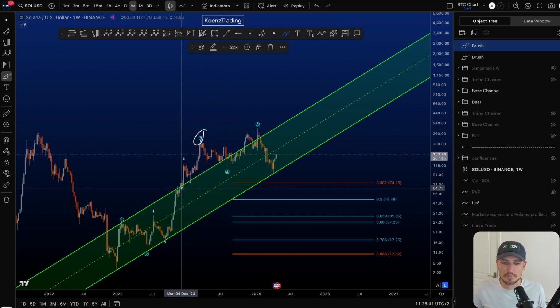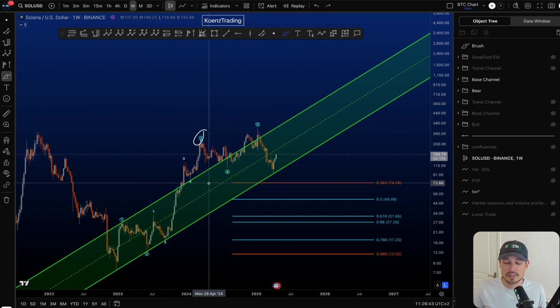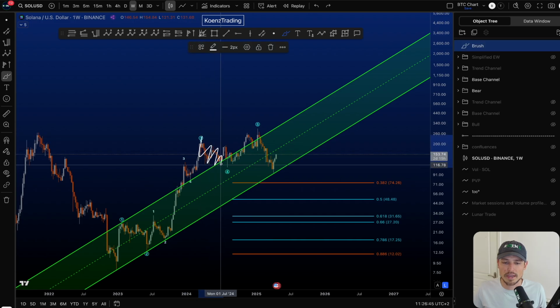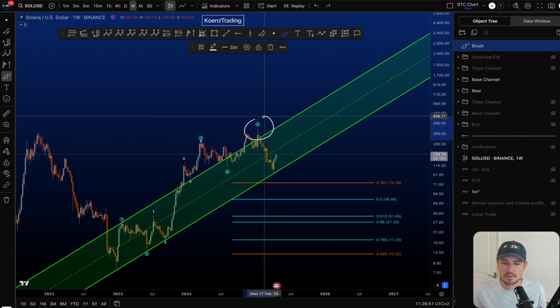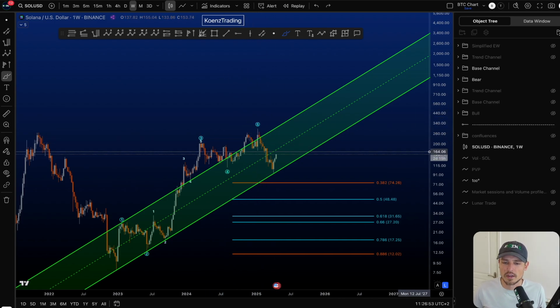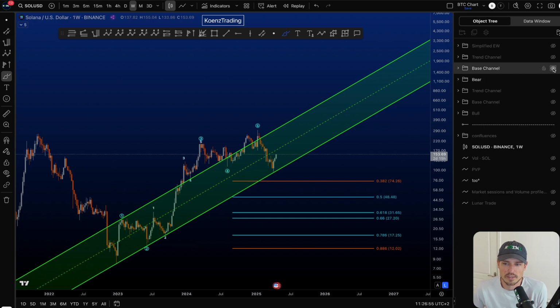Wave 3 ending above the channel trend line, which is nice. Wave 4 came back to the base channel. That's what you like to see. And then you have wave 5 moving beyond the channel upper trend line again, finishing over here. That's perfectly fine. So this channel works for the bearish scenario.